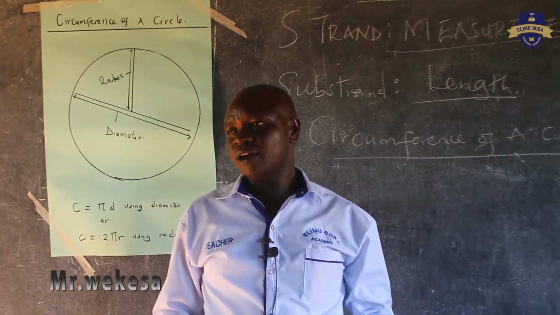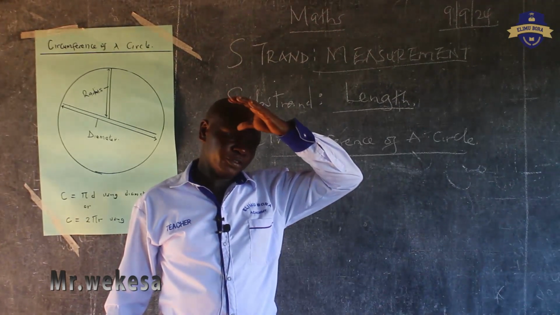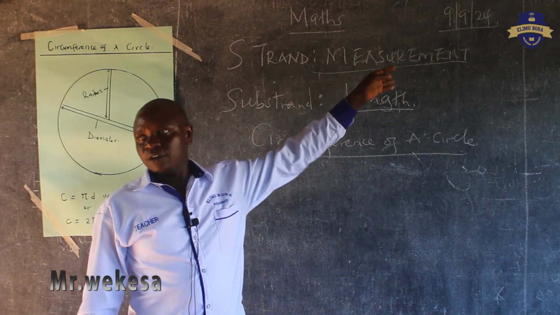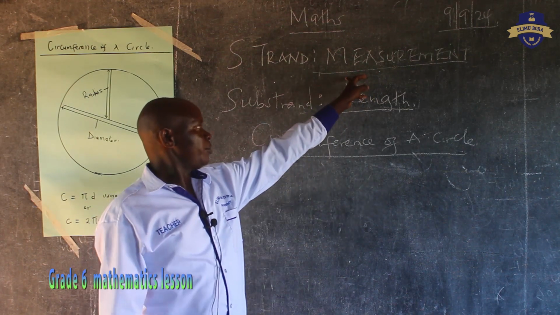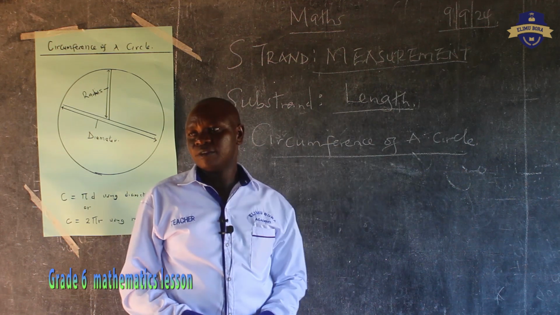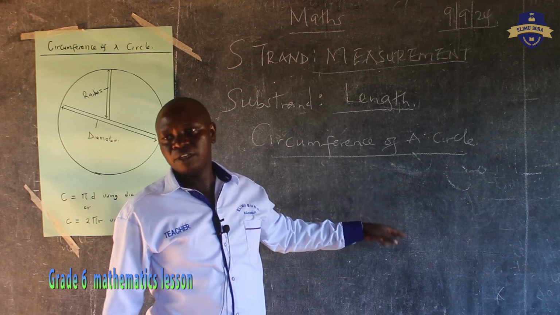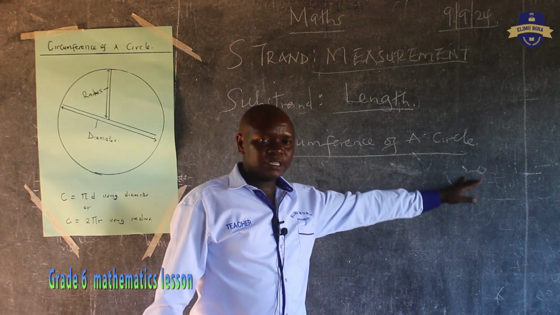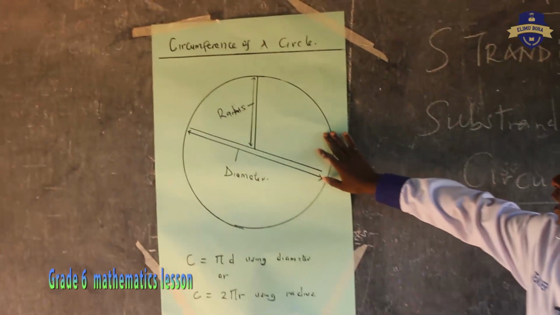Okay, it is the first lesson on Monday, date 9 of September 2024. The first learning area is mathematics. Under which strand? Measurement. The substrand is about length, circumference of a circle. I hope we finished the syllabus, but we are now doing the revision. So here we are going to learn about the circumference of a circle. Here I'm having a diagram of a circle.